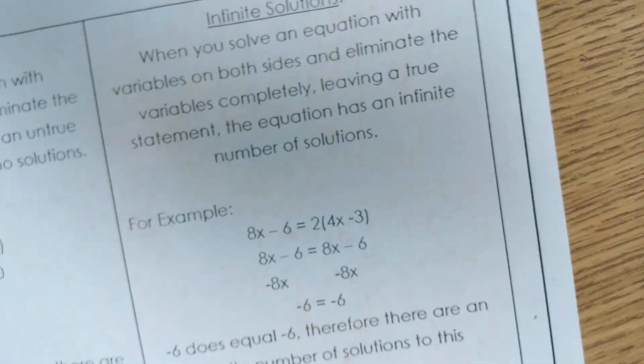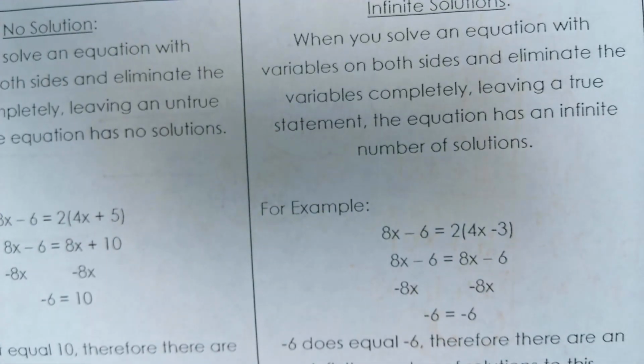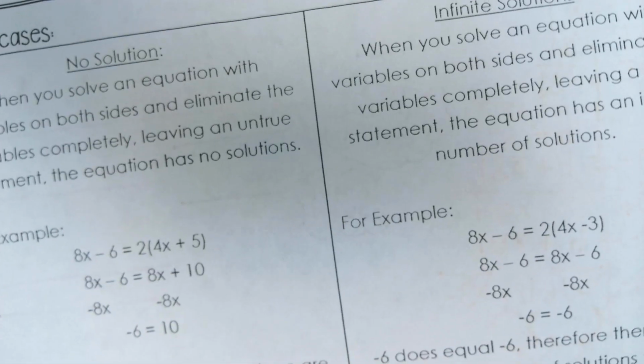All right, so let's go ahead and look at our special cases. So sometimes it doesn't quite work out. So we're going to see what happens whenever it doesn't quite work out and we don't get just x equals a number. What if the x's cancel each other out? We have two different special cases.